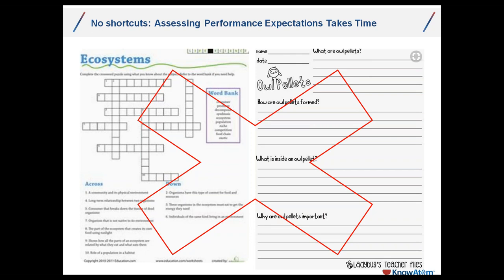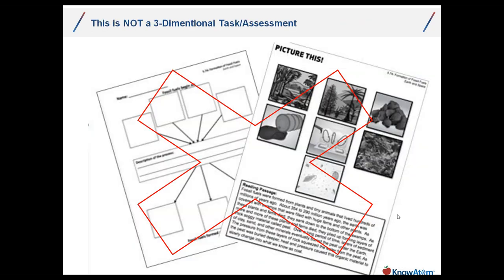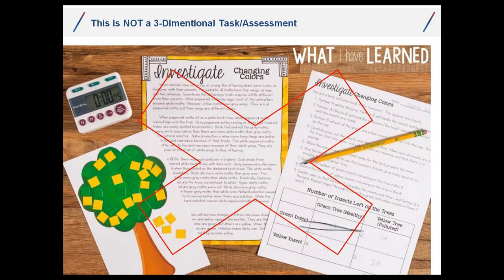Okay, so some of these go without saying: things like crossword puzzles, asking a question like how are owl pellets formed with a big fill-in-the-blank explanation. Over here we have pictures: put them in a row and give a description of the pictures. Again, that's all very lower order thinking, not part and parcel of a process of investigating a question or a problem and really forming the question or problem from a context.